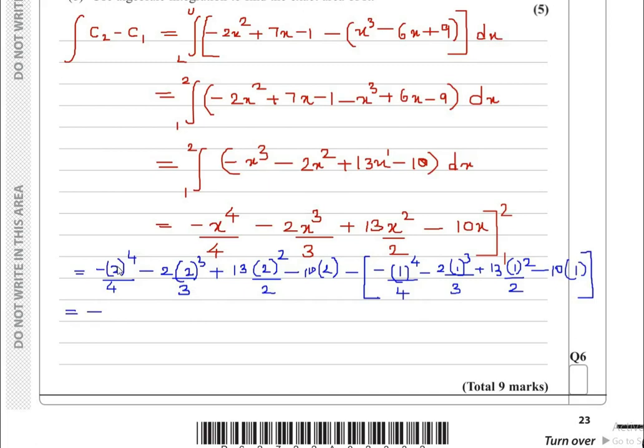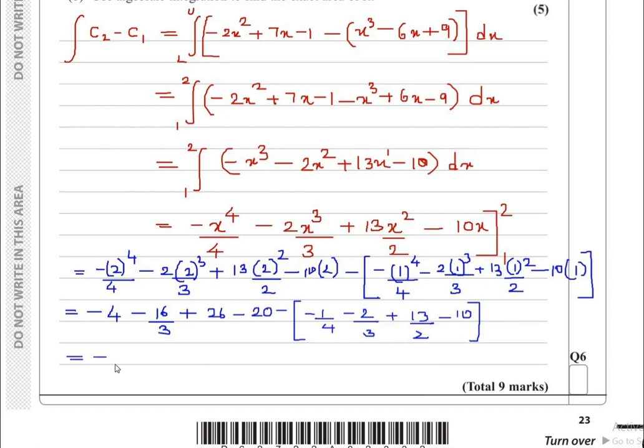Here we have minus 2 raised to 4 is 16. 16 over 4 is 4, minus 2 cube is 8, 8 times 2 is 16. It becomes 16 over 3. And we have plus 13, 2 square is 4, 4 over 2 is 2, 13 times 2, we get it as 26. And then we have 10 times 2 is 20. Minus, we have it as minus 1 over 4, minus 2 over 3, plus 3 over 2, minus 10. Let us put it in the calculator and check what we will be getting.